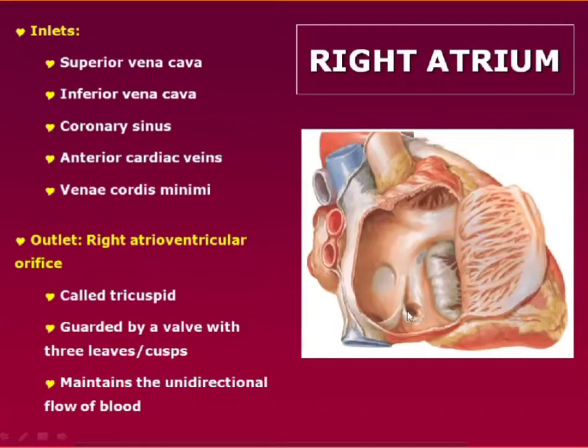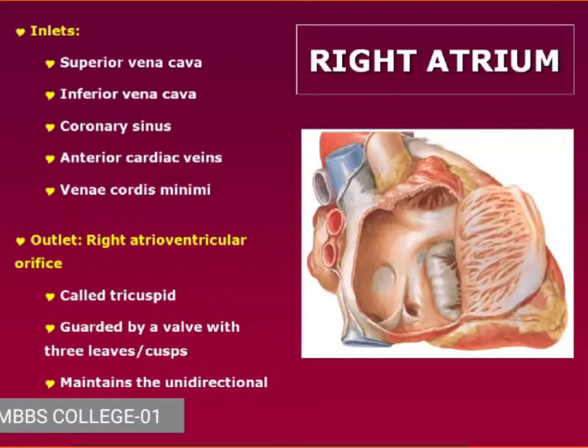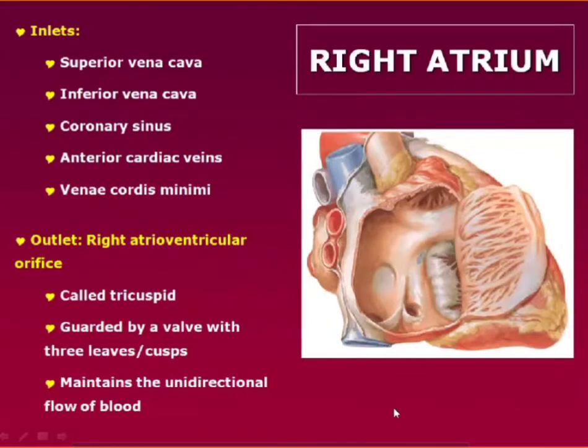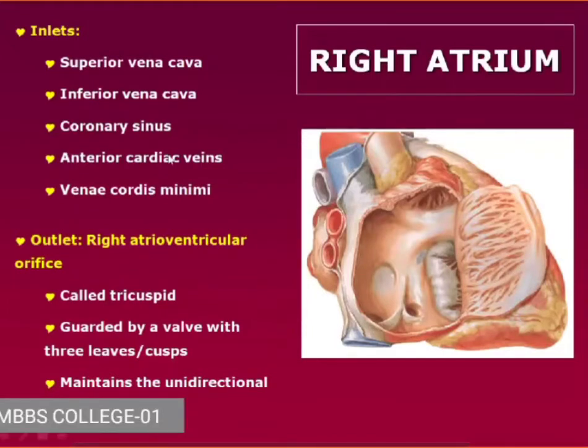So first we should write about the external features of the right atrium, and then next you have to write about the openings of the right atrium: the opening of the superior venae cava, the opening of the inferior venae cava, the opening of the coronary sinus, and the opening of the anterior cardiac veins. The anterior cardiac veins also drain the other chambers of the heart, the left atrium, the right ventricle and the left ventricle, and along with that the venae cava minimi. All this will open into the right atrium.